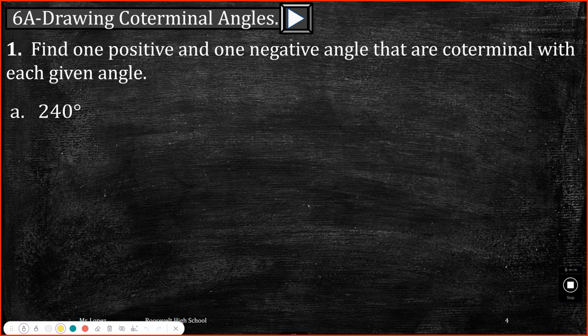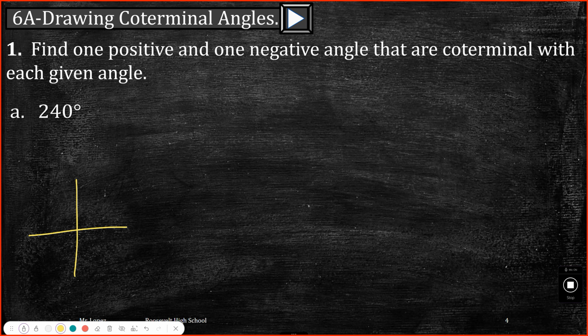All right. So, find one positive angle that is coterminal with each given angle. What I said was that there's an infinite amount of answers here because it just keeps on going. So, for example, somebody asked me, what is something that is coterminal to 90 degrees?